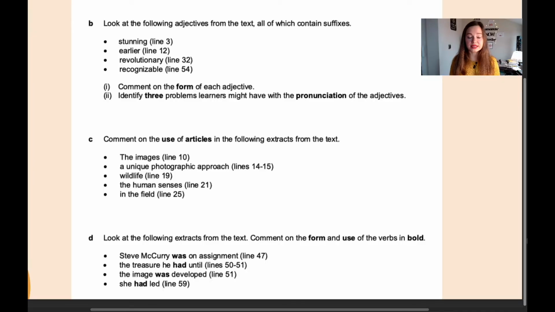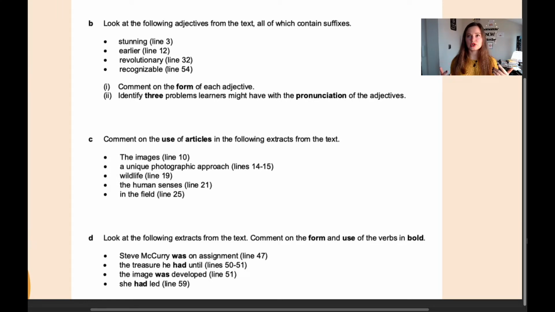Let's get started. We need to read the task carefully and understand what we need to comment on. Look at the following extracts from the text. Comment on the form and use of the verbs in bold. Let's have a look. We have 4 extracts from the text and we need to comment only on the verbs that we can see in bold. We can see that they have the form and use. We need to talk about only these 2 features. Let's deep dive into that.